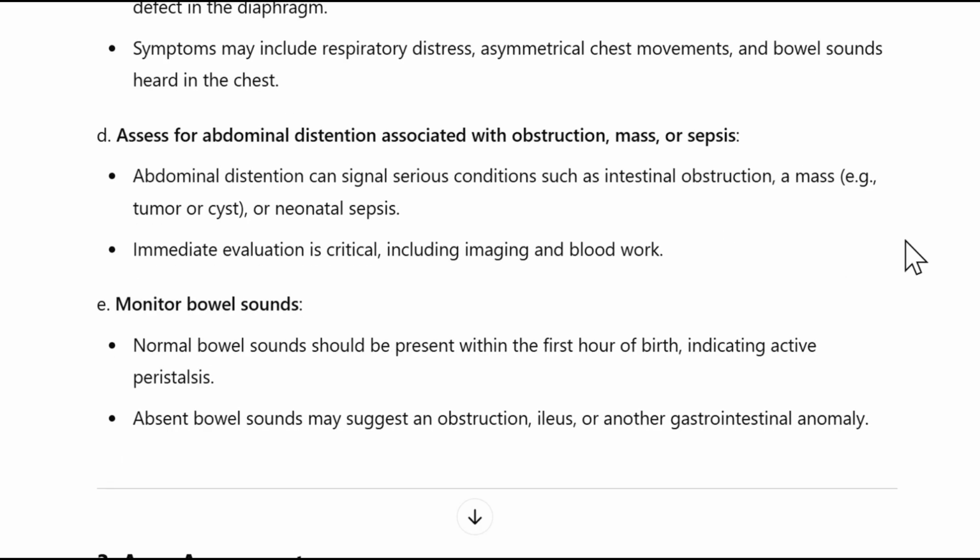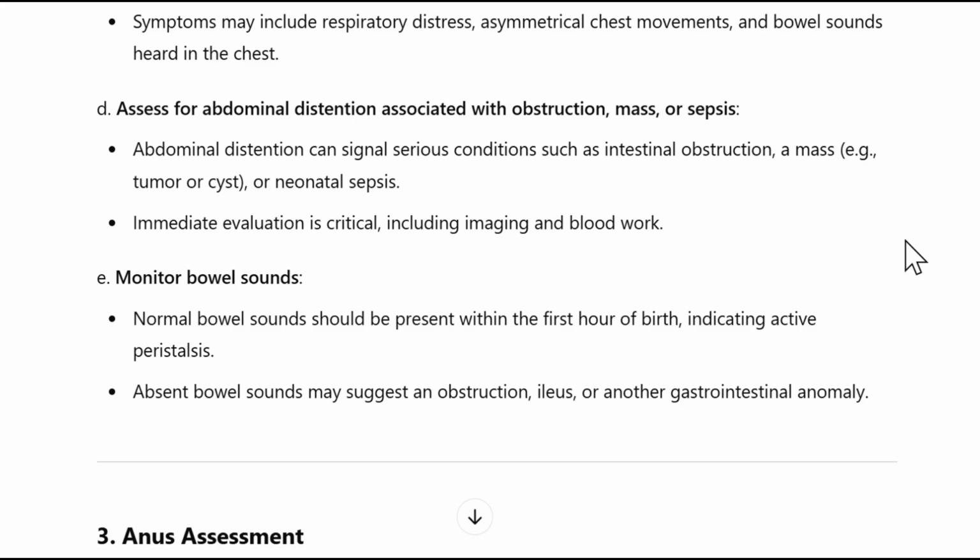D. Assess for abdominal distension associated with obstruction, mass, or sepsis. Abdominal distension can signal serious conditions such as intestinal obstruction, a mass, e.g., tumor or cyst, or neonatal sepsis. Immediate evaluation is critical, including imaging and blood work.